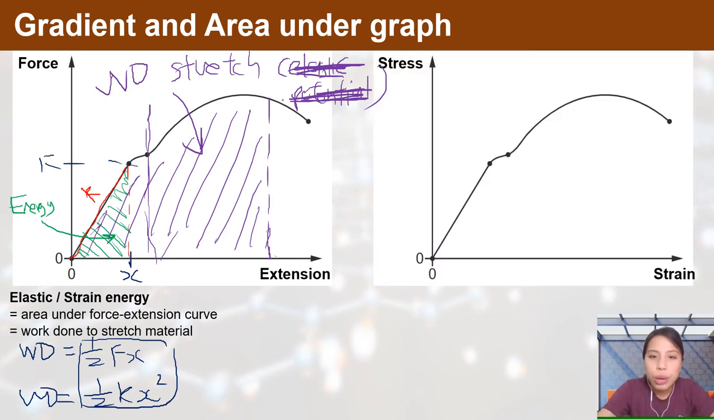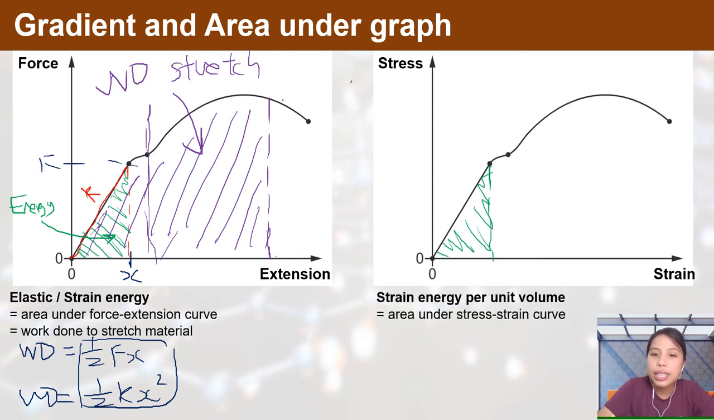Now, what if you have the stress-strain curve? What is the gradient and the area under this curve? Well, it is related to energy, but it's not exactly energy. If we look at this part where it's still before the limit of proportionality, it's actually the strain energy. Strain energy is another name for elastic potential energy, or a more general name for it. So this area here is actually the strain energy per unit volume. This is the extra difference. It's not just strain energy in joules. Previously, strain energy was in joules, but now it is joules per unit volume, so maybe joules per meter cubed.